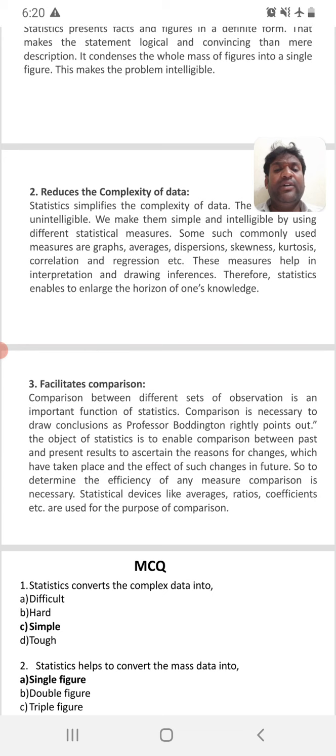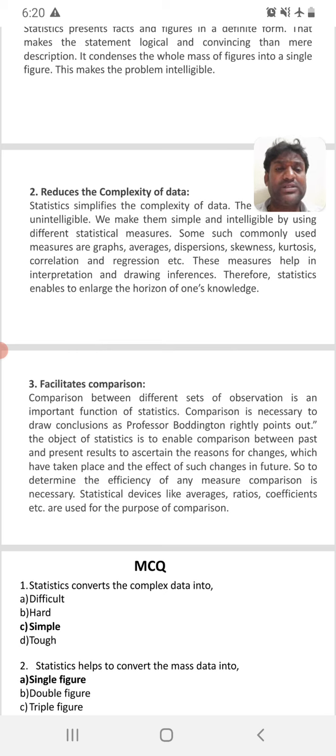The third one, it facilitates comparison. Statistics helps us to compare one thing with another thing. For example, there are two students in a class who have passed in one particular semester. Take data from both the students, average it. Who has got better? For example, one student has got 70%, one student has got 75%. This person has got 75%, this person has got 70%. We can compare between them like that.